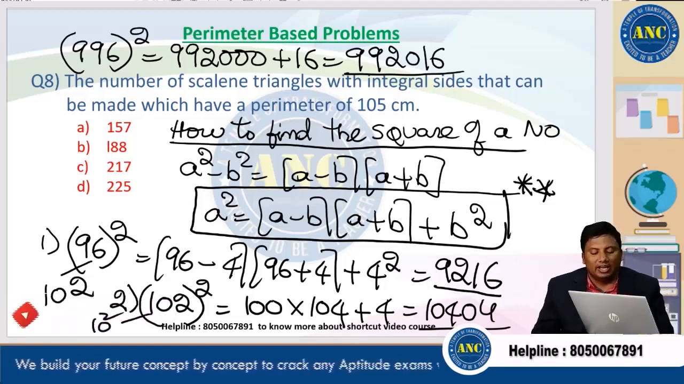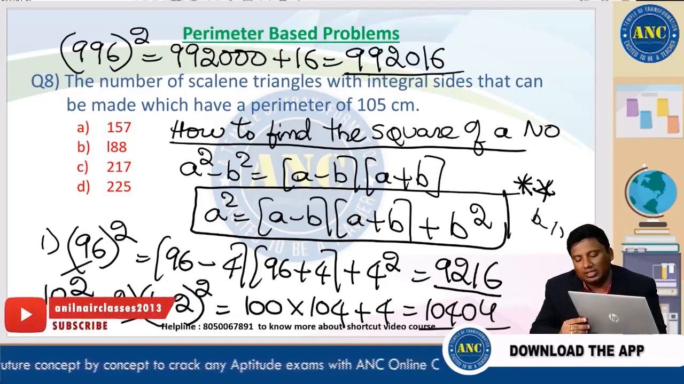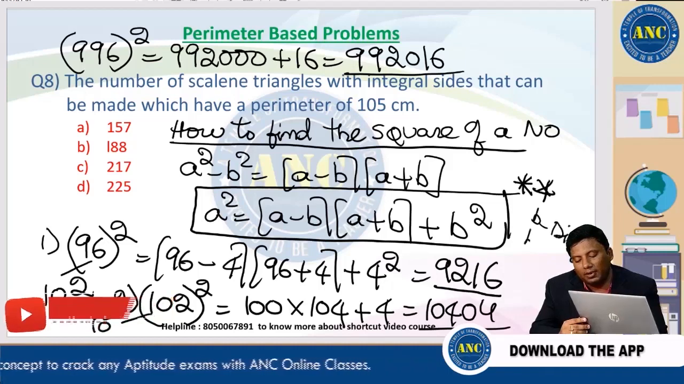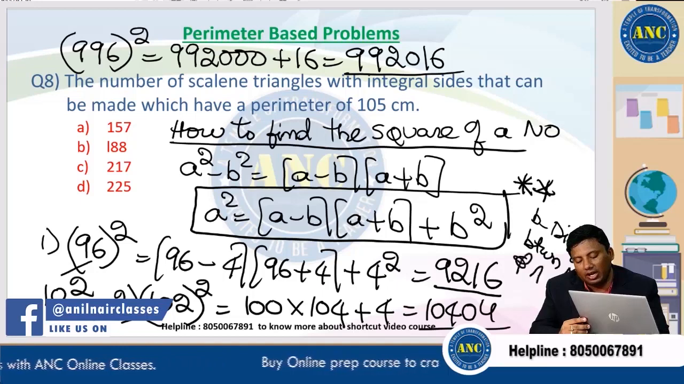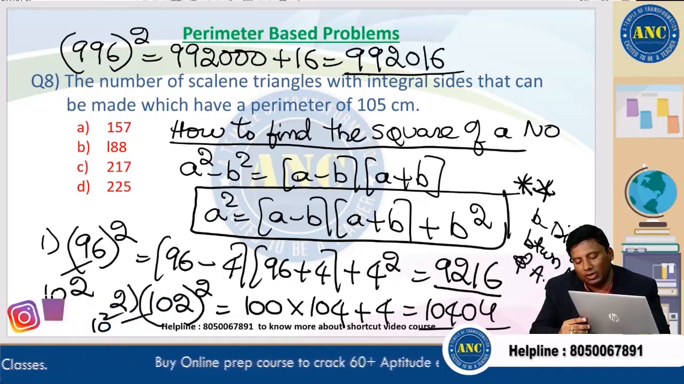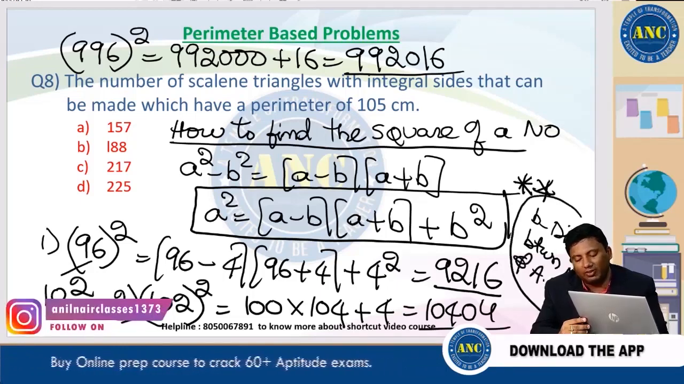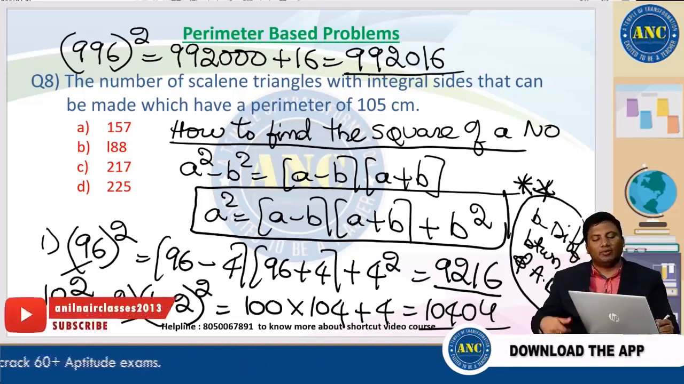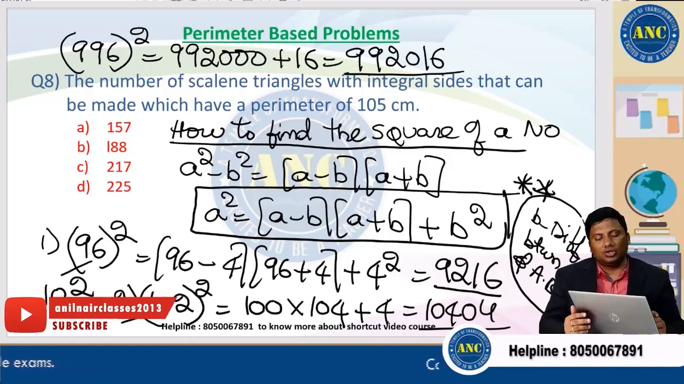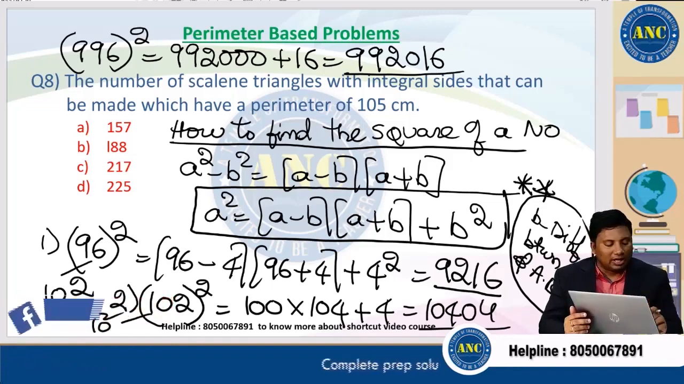The only idea is, what is b? B is the difference between the number and the assumed base. I hope question number 8 is clear.